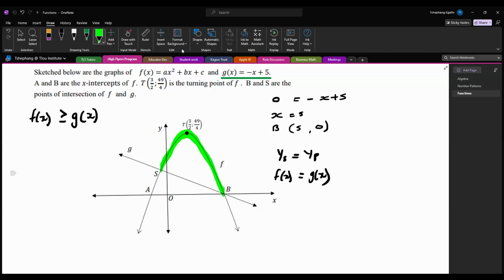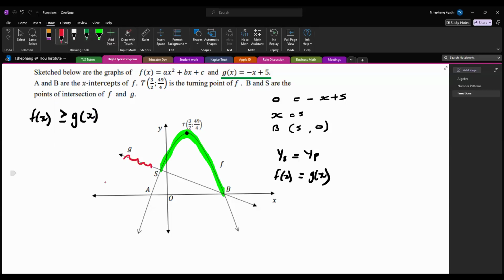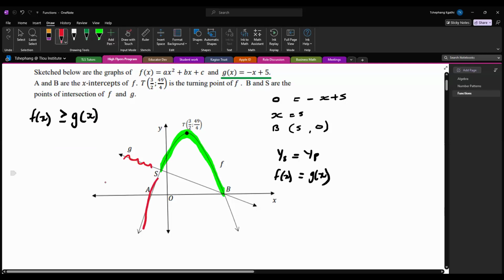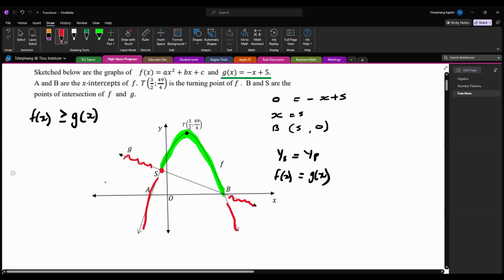Okay, now everything else, for every other region, the parabola is under. Because if you can check, the straight line is on top here and the parabola is under it. It's clear, right? Now even here, the straight line is on top and the parabola is under it. So the only region is the highlighted one, which is f of x is greater than g of x. Now, how do we then represent that region? Okay, so we know it's from this point here all the way until point B.